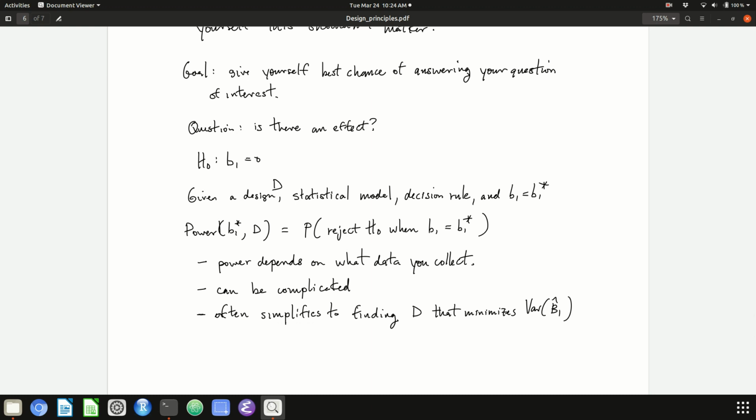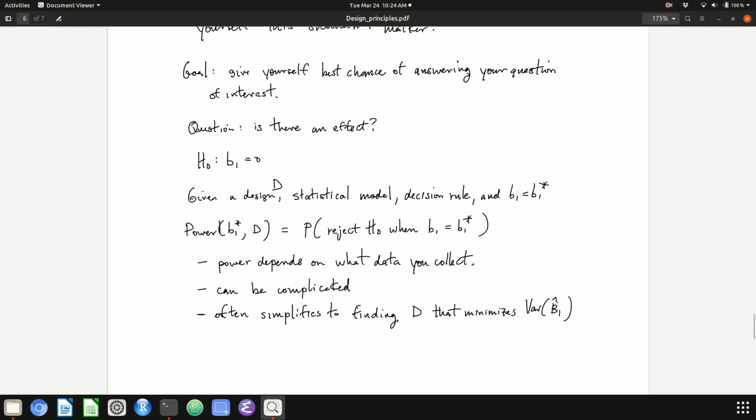But often, given some alternative hypothesized value for the parameter, you can simplify maximizing the power, so you want to give yourself the best chance. You can simplify that to finding a design that minimizes the variance of your estimator of the parameter. So that's how we'll talk about comparing different designs. We want a design that gives a smaller variance of our estimator of the parameter, and that often corresponds to maximizing the power of the experiment.